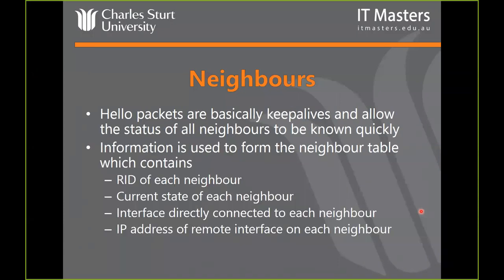The hello packets are then basically used to keep alive and allow the status of all neighbors to be known relatively quickly within those dead interval timers. And then the information in those hello packets is used to build the neighbor table. The neighbor table contains the unique router ID of each neighbor, the current state of each neighbor, whether it's alive or dead, the interface that is directly connected to that neighbor, and the IP address on the other end, so the IP address of the remote interface on that neighbor, which can be different to the router ID, but it could be the same as well.